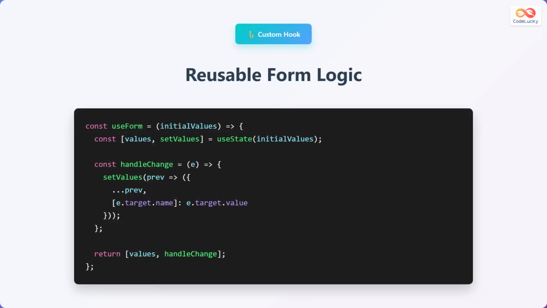To reuse form logic across multiple components, we can create a custom hook. This hook, called useForm, encapsulates the state management and change handling logic. It takes an initial values object as input and returns the current values and a handleChange function. The handleChange function updates the state when the input changes. This custom hook can then be used in any component that needs to manage form state, making your code modular and reusable. This promotes the don't repeat yourself, or DRY, principle.